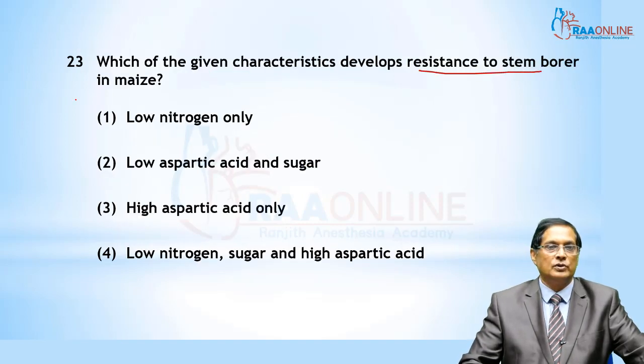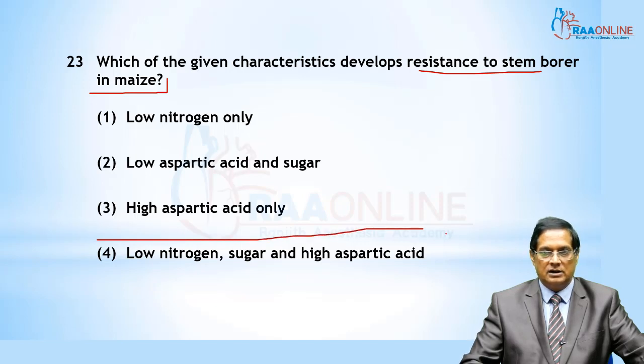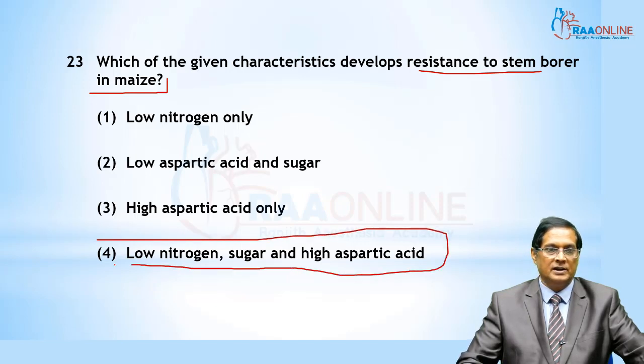Resistance to stem borer in maize. Actually, there are wide varieties of plants in which some features provide resistance against some insects. One of the reasons is low content of nitrogen and sugar and high aspartic acid. This is the result of resistance to the stem borer of maize.